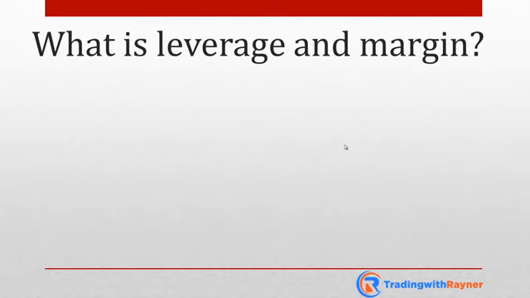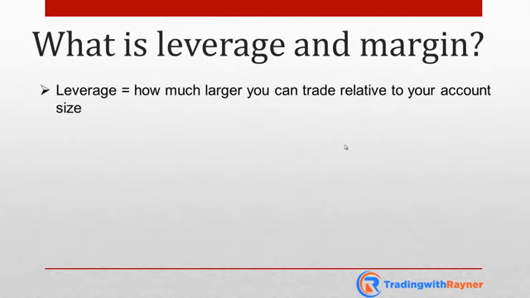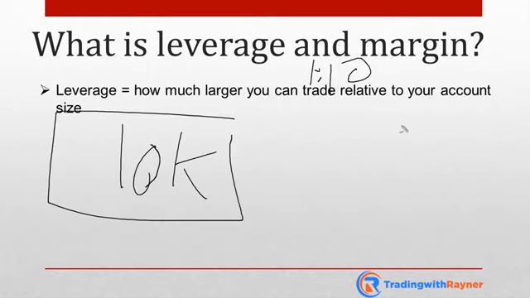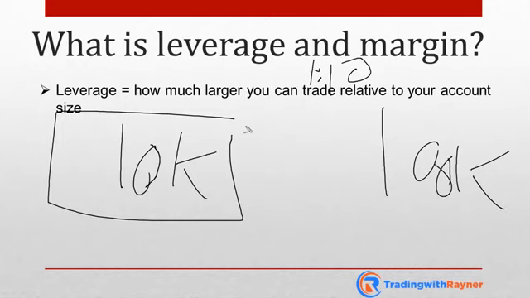So what is leverage and margin? Leverage refers to how much more you can trade relative to your account size. Let's say you have a $10,000 trading account, and you're using a leverage of, let's say, 1 to 10. This means you can actually control 10 times more than your initial capital. This means your broker lets you trade up to $100,000 worth of currency. So this is what leverage means: how much more can you trade relative to your initial trading capital?